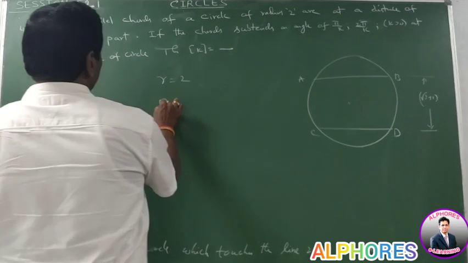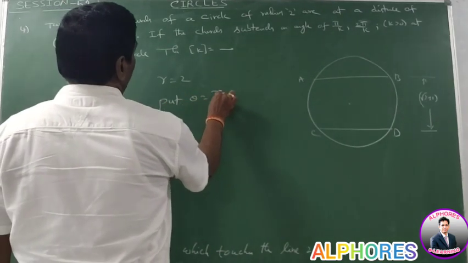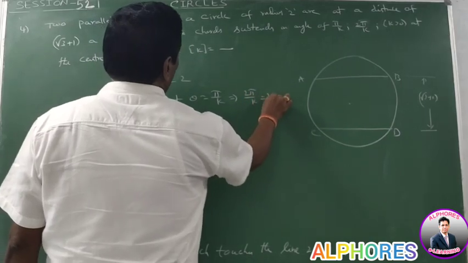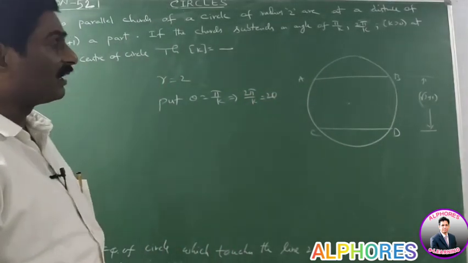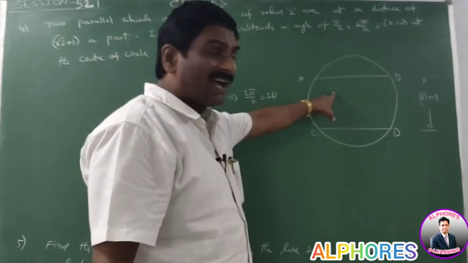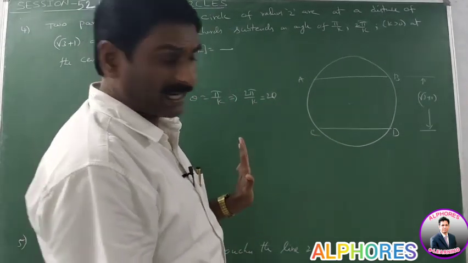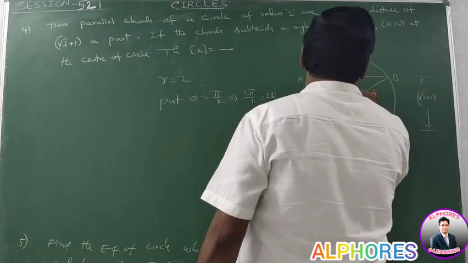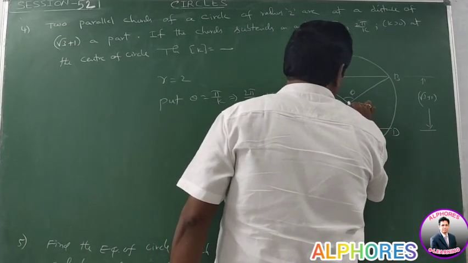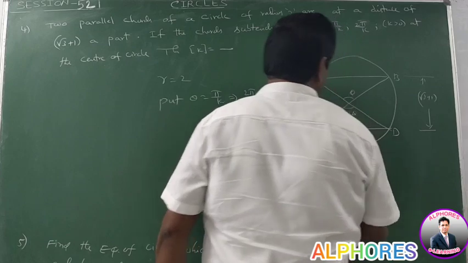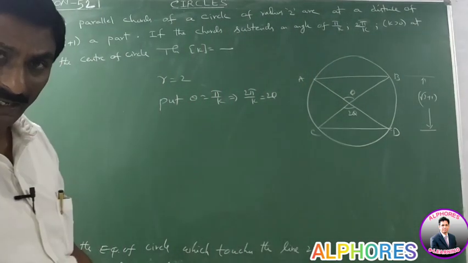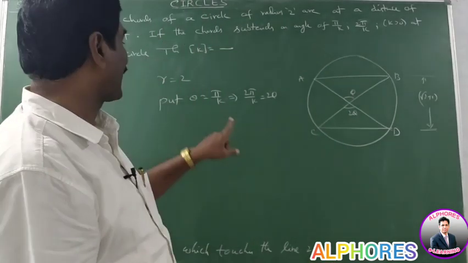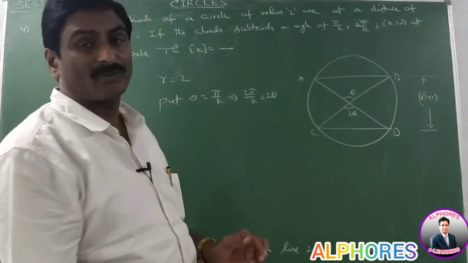Say put theta is equal to pi by k, then automatically 2 pi by k is equal to 2 theta. That means the chords make angles theta and 2 theta at the center of the circle. The first chord subtends an angle theta, the second chord subtends an angle 2 theta, where theta is equal to pi by k. Now we find the value of k.